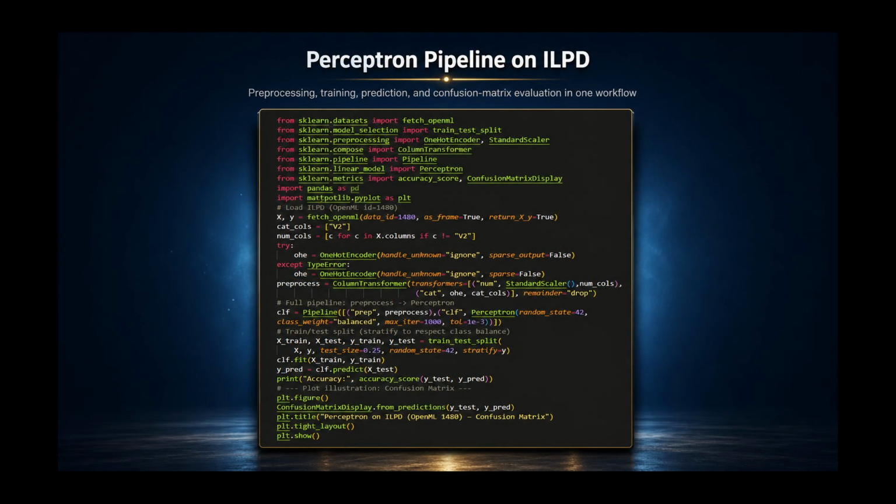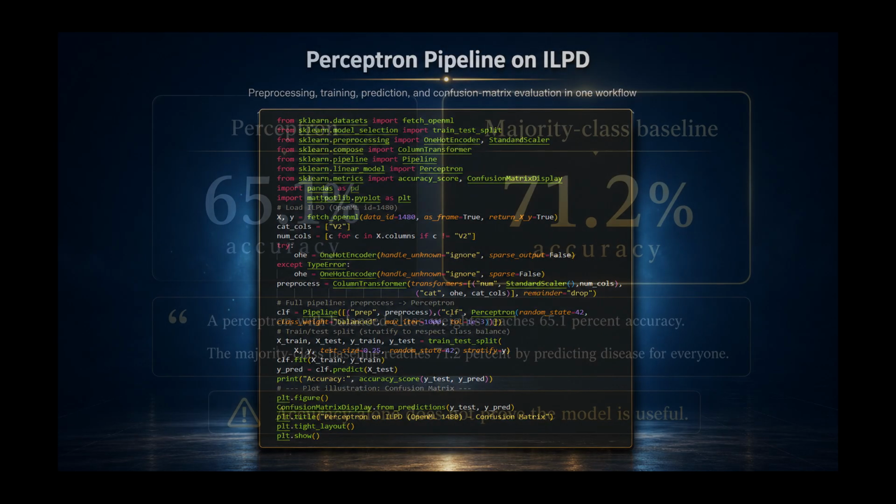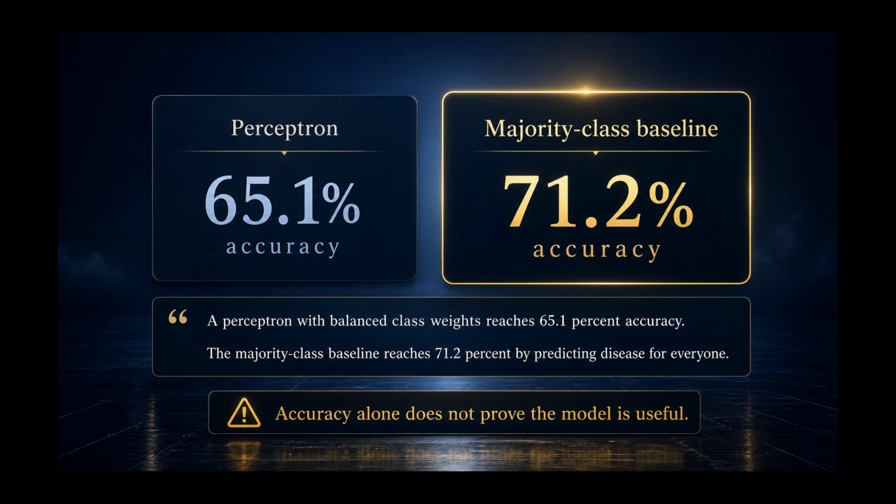Passing the OpenML Indian liver patient dataset through a perceptron classifier in a pipeline using both categorical and numerical features is worth examination. The test set is imbalanced: 104 disease cases and 42 non-disease cases. A perceptron with balanced class weights reaches 65.1% accuracy. The majority class baseline reaches 71.2% by predicting disease for everyone.